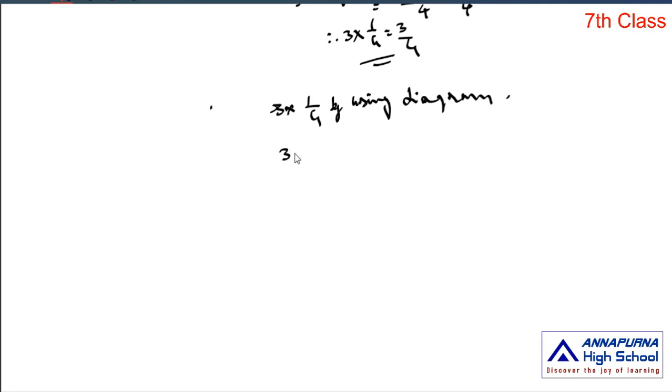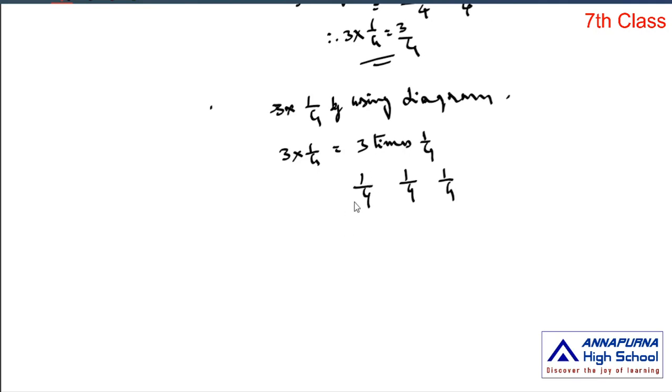Means 3 into 1 by 4, which is equal to, so let me write the meaning, 3 times 1 by 4. 3 times 1 by 4 means 1 by 4, isn't it? Write 3 times 1 by 4 and 1 by 4. So, can you draw the diagram for this fraction 1 by 4?